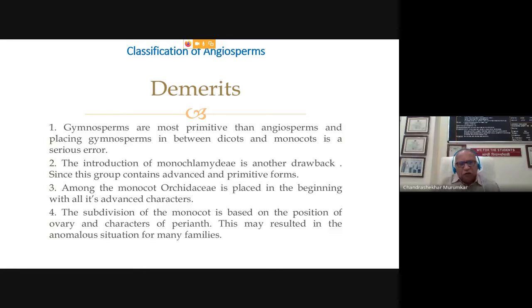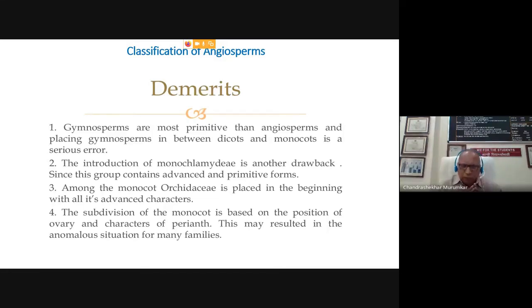Now the introduction of Monochlamydeae is another drawback. That is, Monochlamydeae, a new class which was created within the dicots. This was not accepted at all by many other workers. On the contrary, all the members of this Monochlamydeae were added either in the Polypetalae or Gamopetalae. So creation of Monochlamydeae is also a drawback, an artificial one, as this group contains both advanced as well as primitive members together.